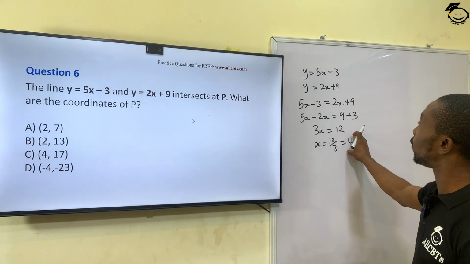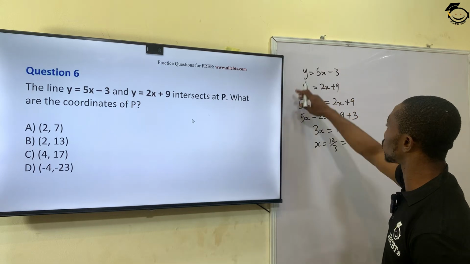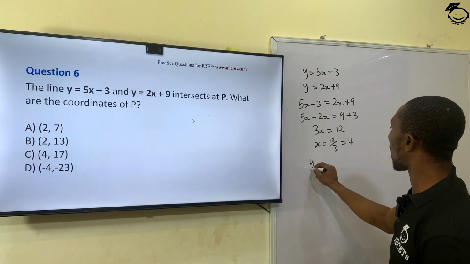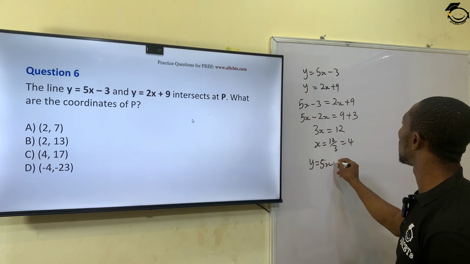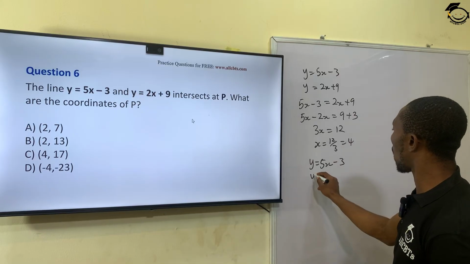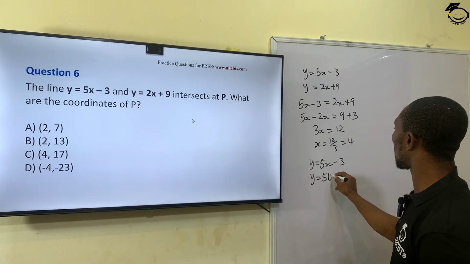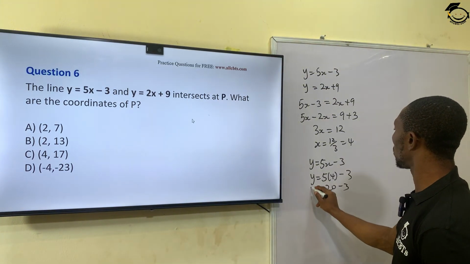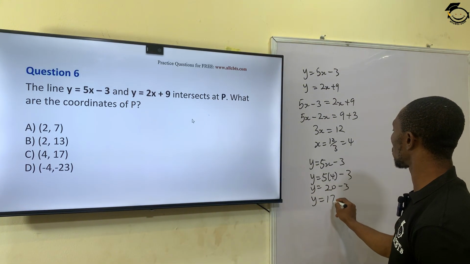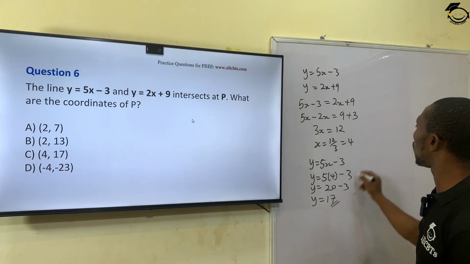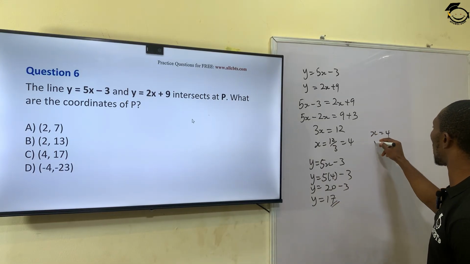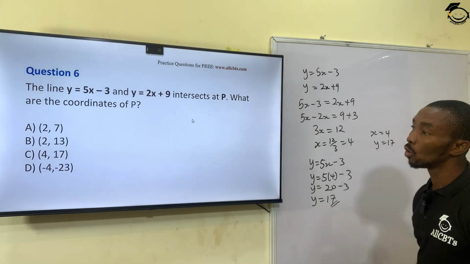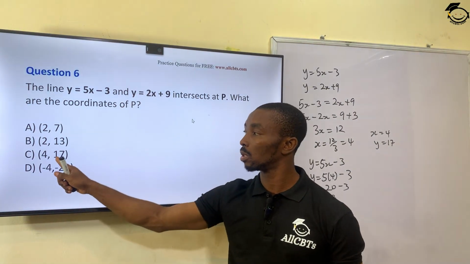Now, substituting 4 into any of these equations to get y, we would have y equals 5x minus 3. So y equals 5 times 4 minus 3. 20 minus 3 will give us y equals 17. So the value of x equals 4 and y equals 17, which will become our option C.